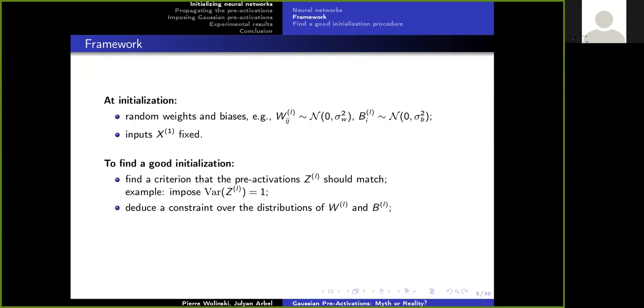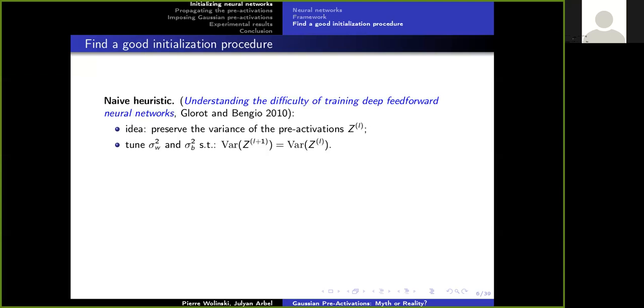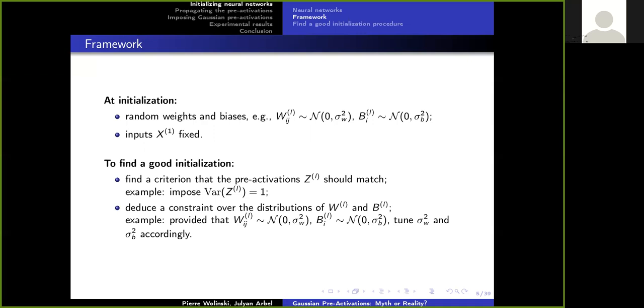if the variance of the preactivation increases after one layer, then you will end with an exponential explosion of the variance of the preactivations. So basically, one constraint we may want to impose is a constant variance during propagation, or at least a variance that converges to something. And one way to attain that is just saying that the variance of the preactivations should be 1. That's a first heuristic. For instance, if we sample W and B according to Gaussians, we can tune sigma_W and sigma_B such that the variance at the end is 1.